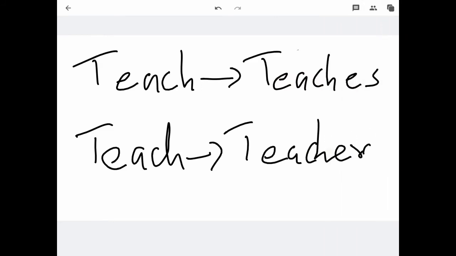You can see this example. Teach, teaches. We added es to it, so that is an inflectional suffix. While in the next one, teach becomes teacher. So er is added to it, which changes the form of the word, or it forms a new word. Teach is a verb and teacher becomes a noun. So that is a derivational suffix.